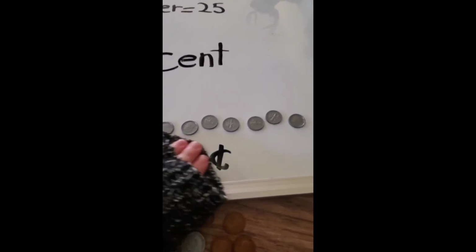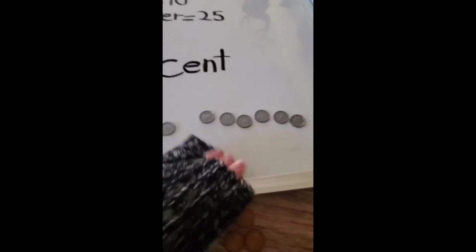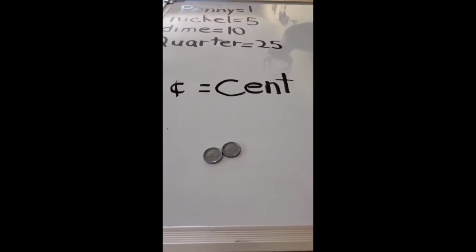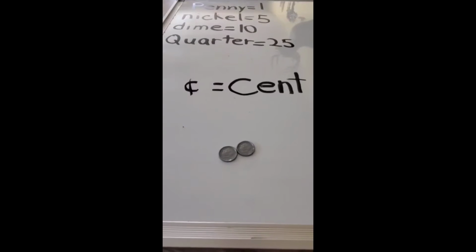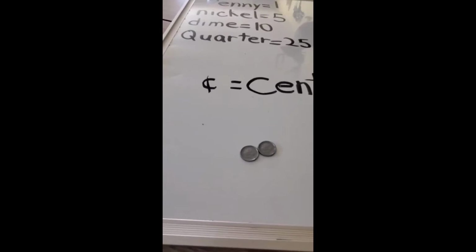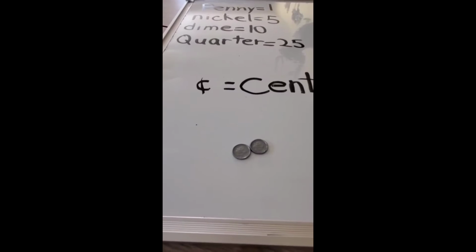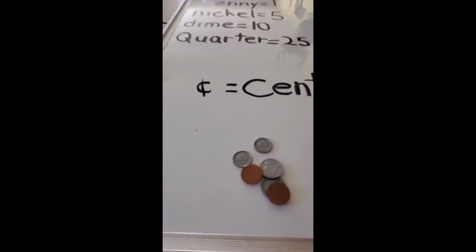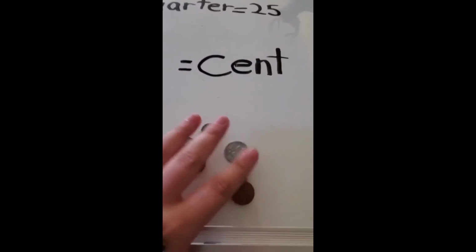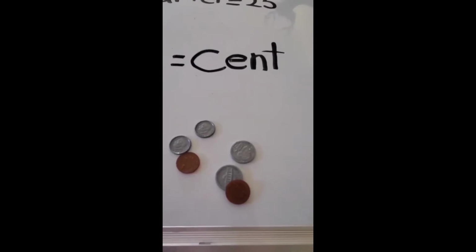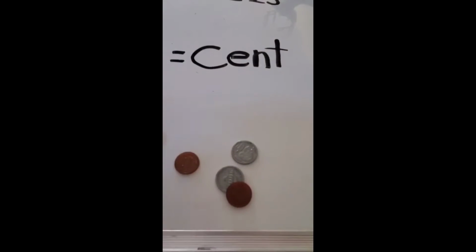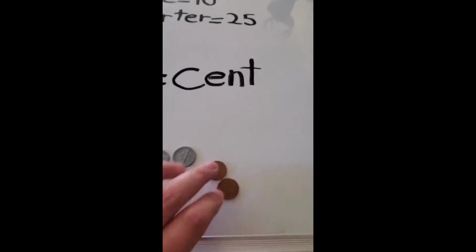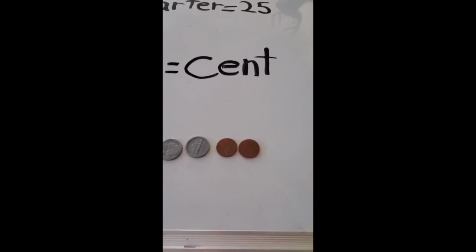So now, remember how I said that when we group coins together, or when we count, we have to group the same coins together? So right now, I have some coins right here. And you always want to group the same kind together, right? So we have the dimes together. We have the nickels together. And now we have the pennies together.